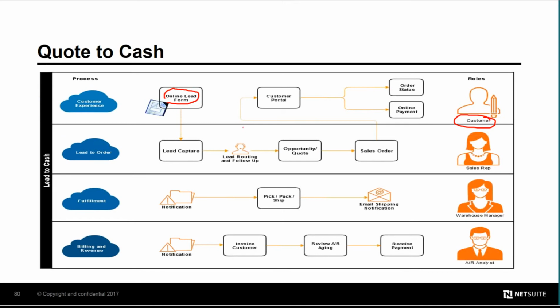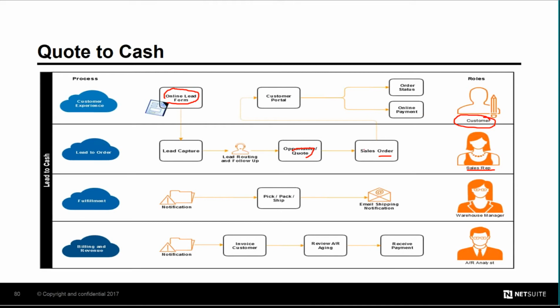from the online lead form, it has a lead routing that will be followed based on the setup. It will be routed to a certain sales rep. And then from that lead, you can now create a quotation or an opportunity, and that quotation will be converted to a sales order. From that sales order, that lead becomes now a customer. You can now grant access, and that customer can view the order status and can also pay online.